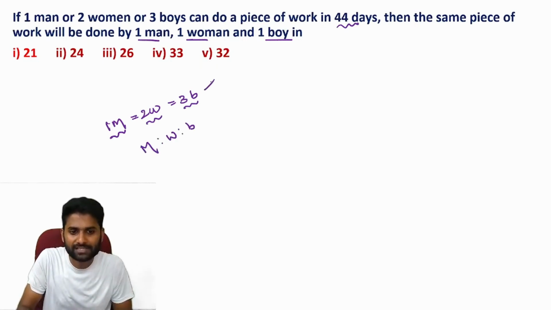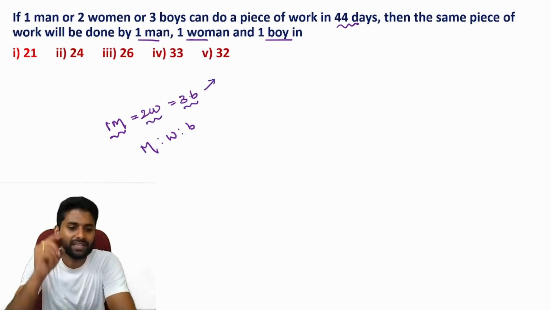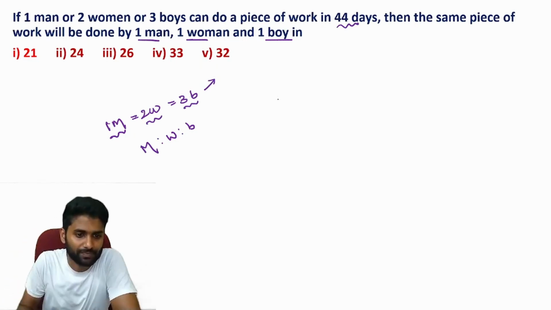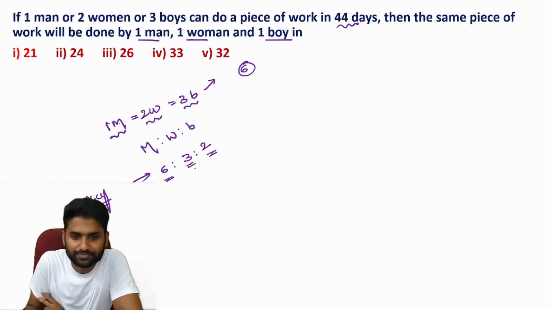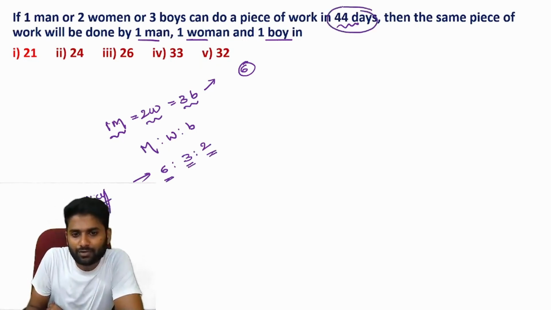We already discussed this kind of calculation in the ratio proportion concept, the equal ratio concept. Let's take the common multiple of 1, 2, 3, which is 6 units. Now, man efficiency is 6 units, woman efficiency is 3 units, and boy efficiency is 2 units. See, 1 into 6 is 6, 2 into 3 is equal to 6, 3 into 2 is equal to 6. Now, all those values are equal. Now, you will get the efficiency. One man's efficiency is 6 units, each woman is 3 units, each boy is 2 units. Now, they will complete the work in 44 days.